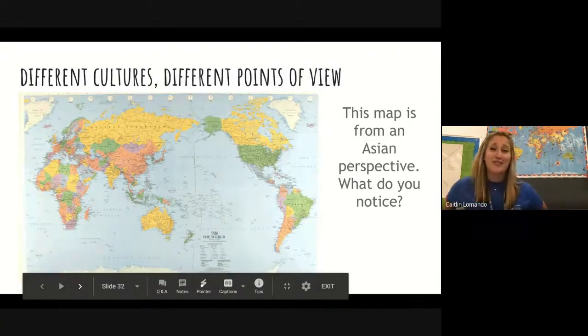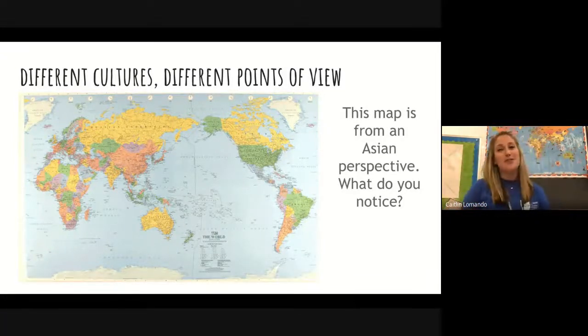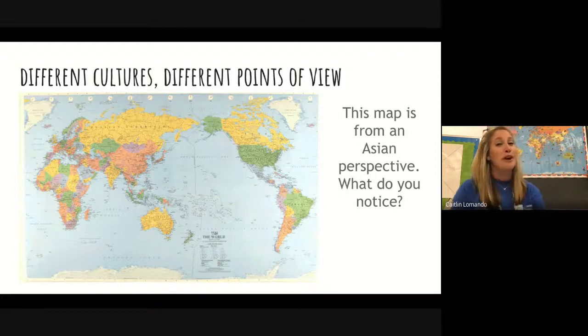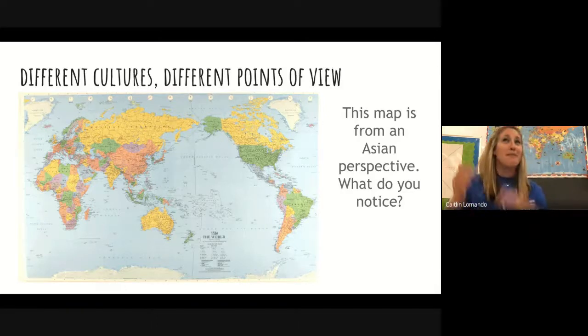Different cultures have different points of view. This map is from an Asian perspective. Do you notice anything that looks a little different about this map? Perhaps you noticed that the United States of America is on the right side of this map. In maps in our classrooms that we see, typically the United States of America is on the left side. That's probably because we read from left to right.